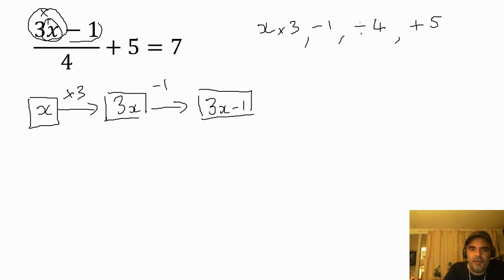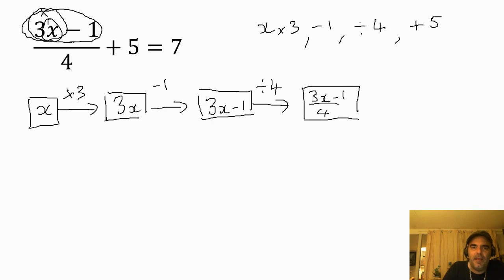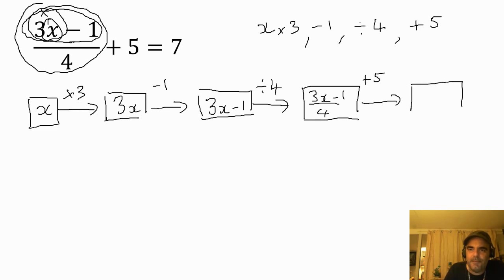So now we have the whole top taken care of. So what do we do to the number on the top? We divide it by 4. So our next arrow in the flowchart is dividing by 4. And so that gave us 3x minus 1 divided by 4. So now we have this whole thing taken care of. And so what did we do to this component? Then we added 5 onto it. So we have to say plus 5, and we'll get our answer across here: 3x minus 1 over 4 plus 5.